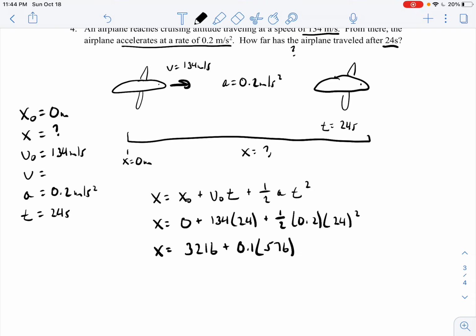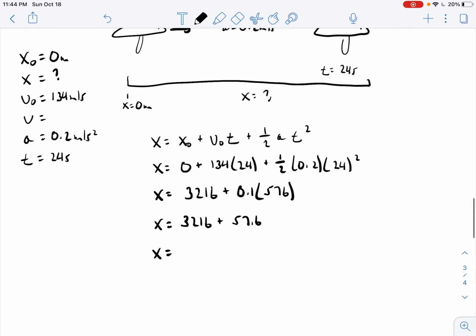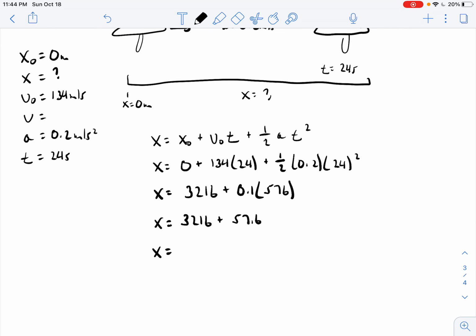So my next step, if I take 0.1 times 576, that's going to give me 57.6. So x is equal to 3,216 plus 57.6. My final position, telling us the distance we've traveled, is going to be the sum of those two values, which is equal to 3,273.6 meters.